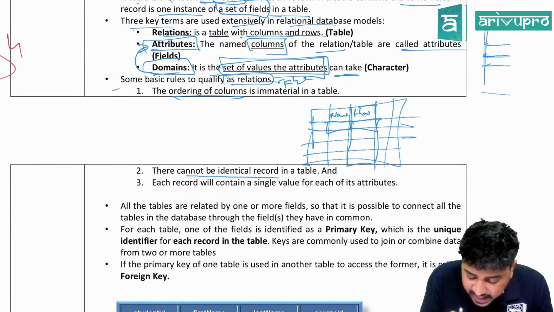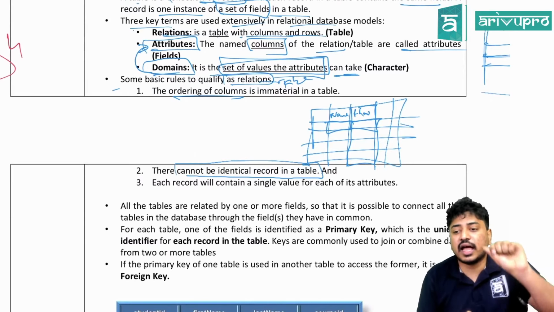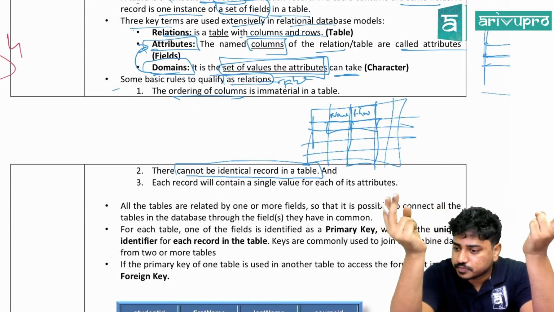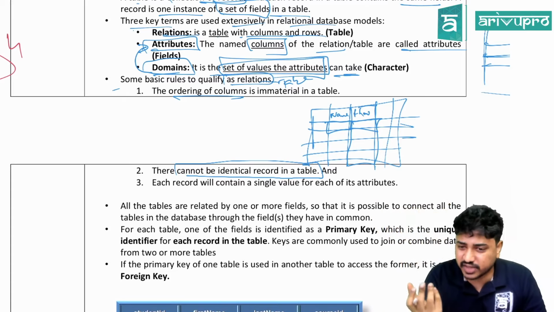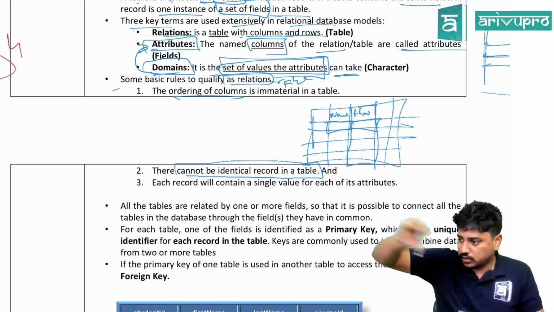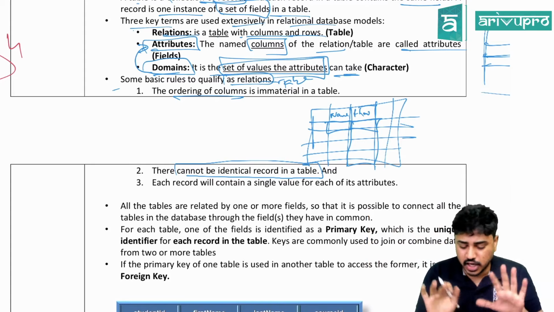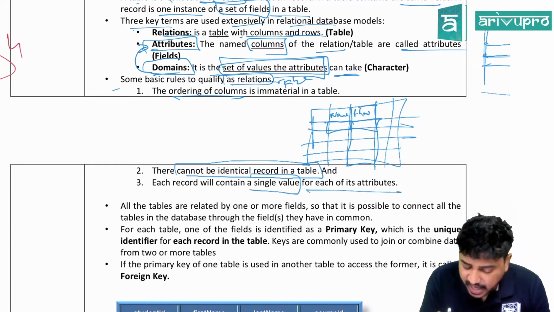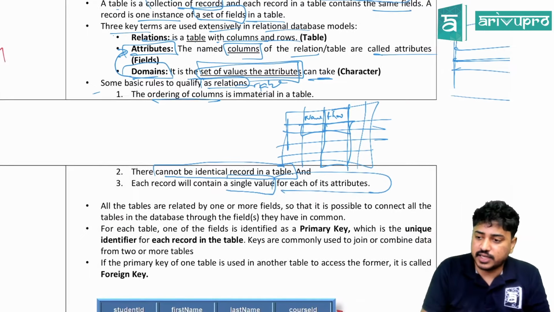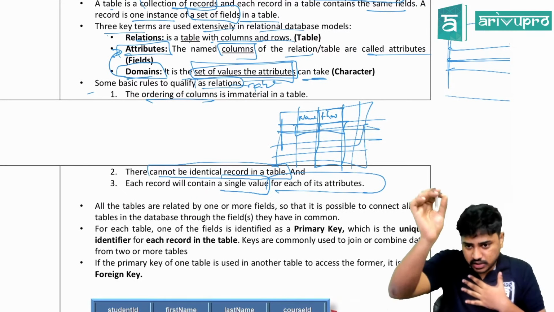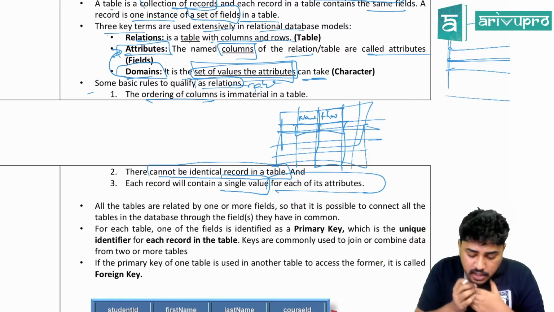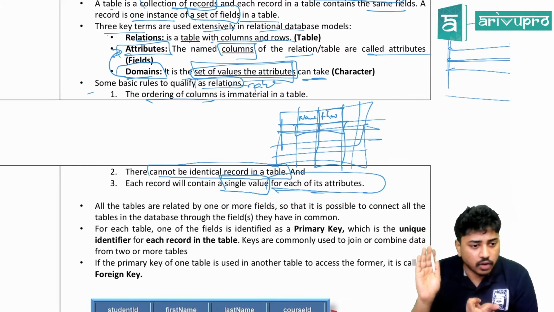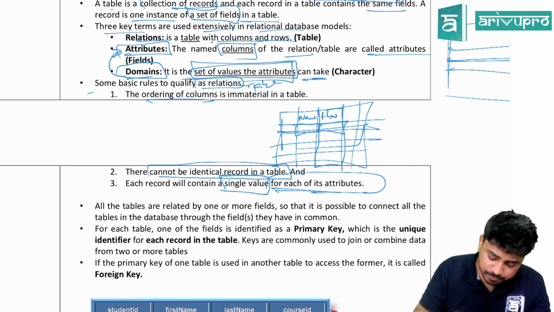There cannot be identical records in a table. That means, can there be two Christophers? Unique, Christopher can be identified by phone number, let's say. The same ditto, can it be? Then it's duplication of data. Correct? It should not be. That is one rule. Third, each record will contain a single value for each attribute. Let's say this record of Christopher, his phone number will be unique, his email ID will be unique. That is, it will contain a single value for each attribute. It will not be duplicated. These are the points.